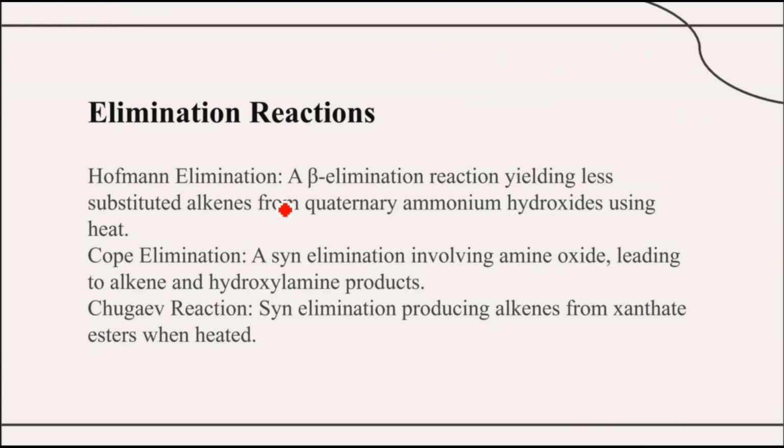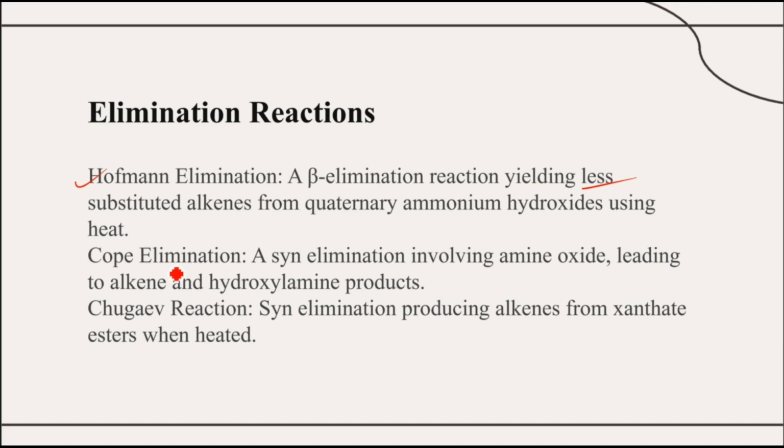Okay, then elimination reactions. Hofmann elimination, a beta elimination reaction yielding a less substituted alkene from quaternary ammonium hydroxides. This is a contrast to the Zaitsev rule, and steric factors are determining the regioselectivity. Okay, the comparison of elimination products under different conditions was asked in 2019. So we can expect this type of questions.